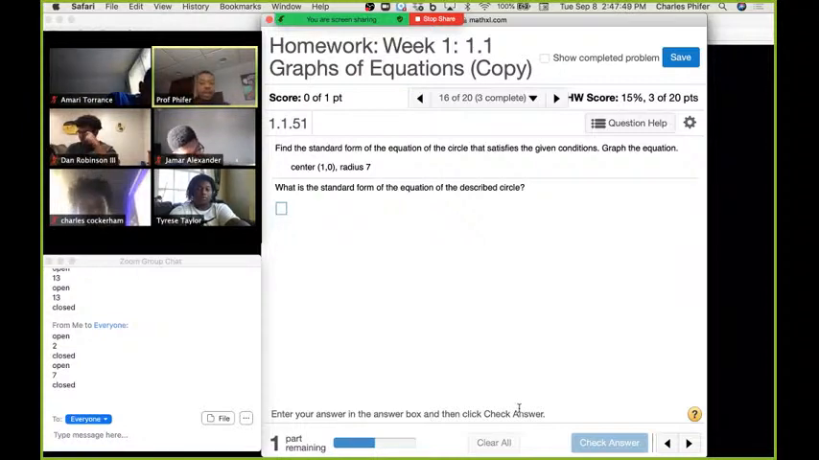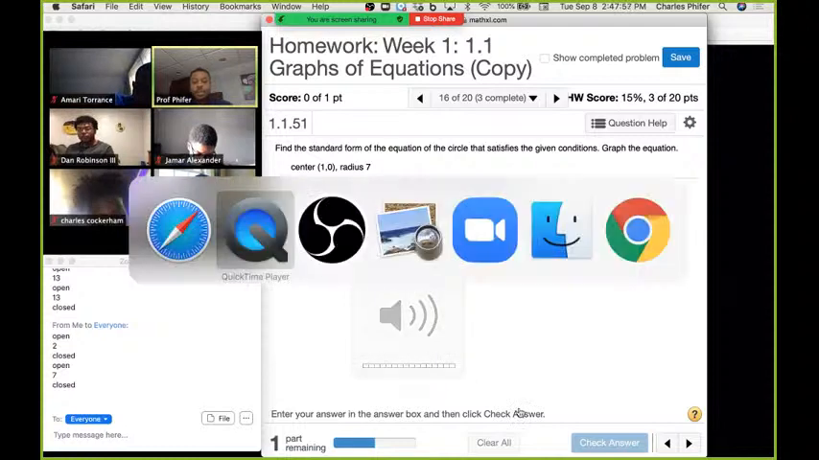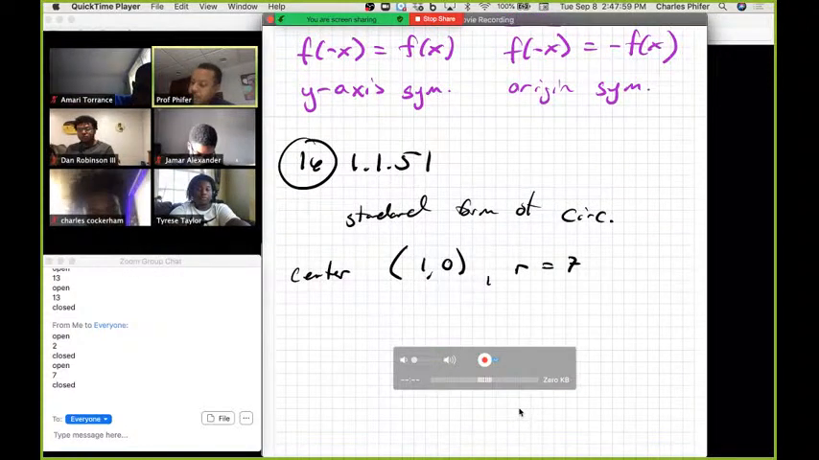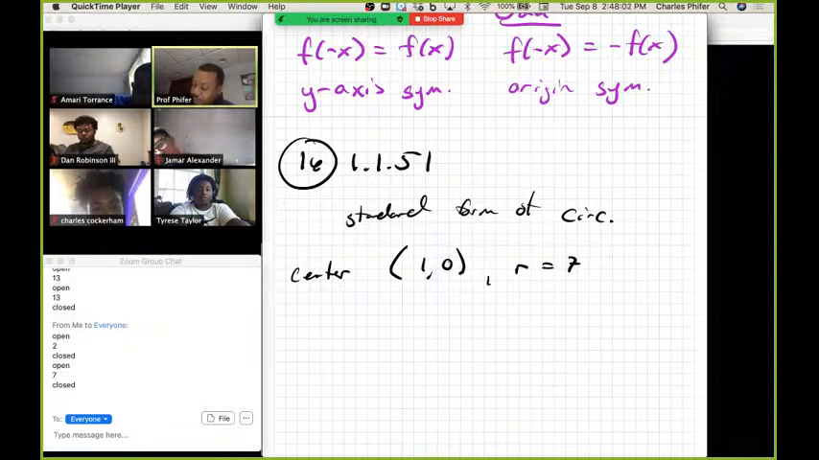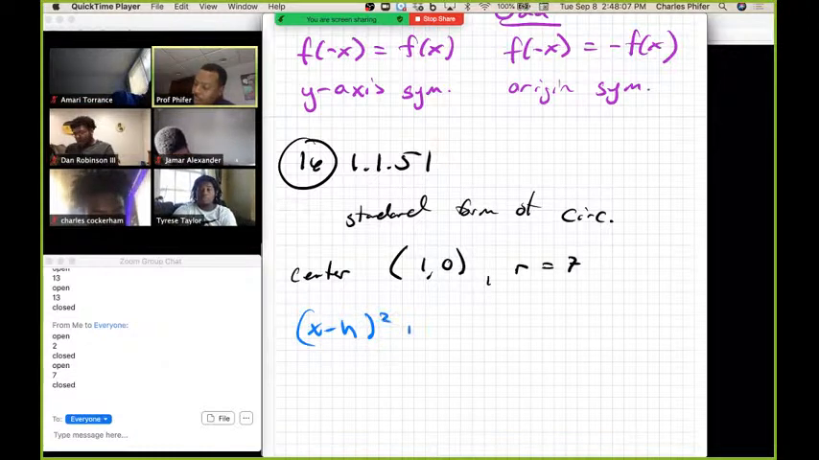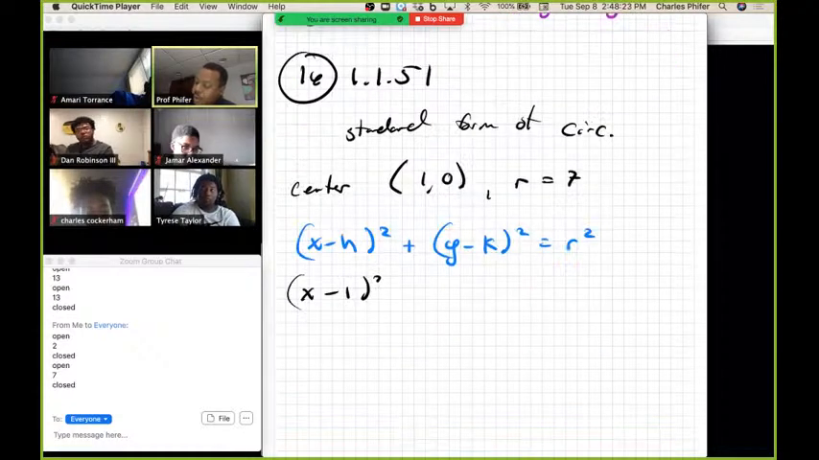Okay. And again, if you have questions, I am monitoring the chat, or you can just unmute yourself. Okay, let's hop over to the tablet. So the standard form of the equation of a circle is going to be x minus h squared plus y minus k squared equals r squared. So they give us the center. So that's going to be x minus 1 squared plus y minus 0 squared equals 7 squared.